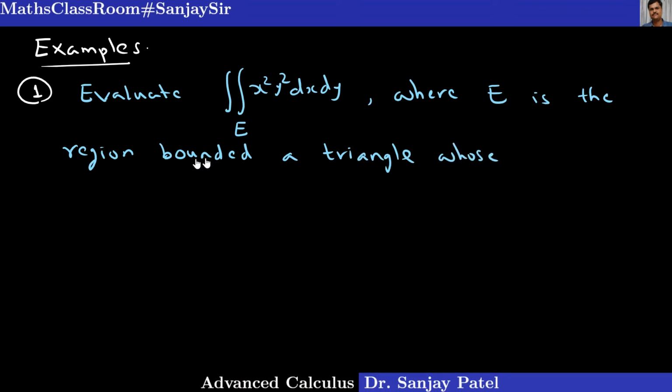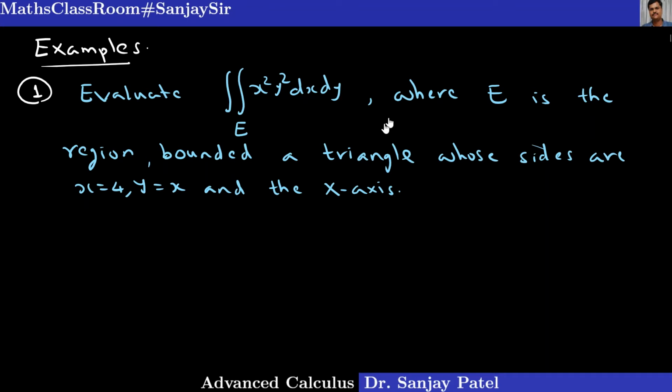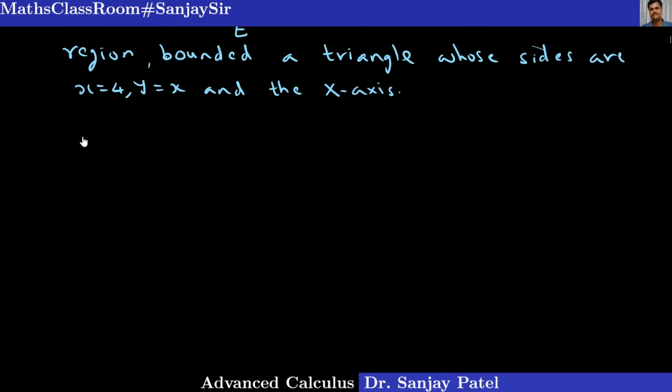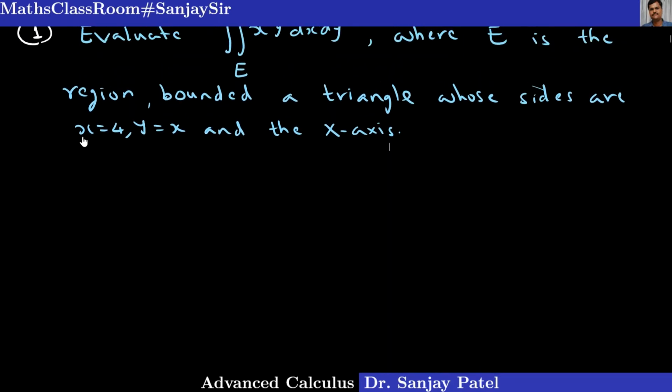whose sides are, you know, a triangle has three sides, so the three sides are, say, the line x is equal to 4, then line y is equal to x, and the x-axis. So this is our given region of integration E, which is enclosed between these three lines, yes.